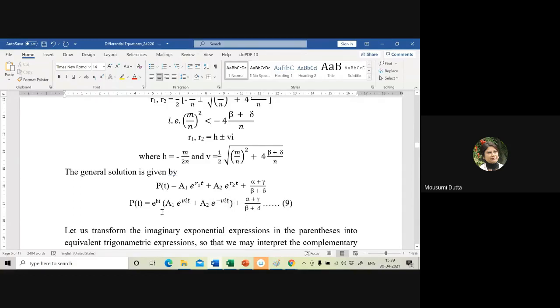I can take e to the power ht common, and the rest of the part will be a1 e to the power vit plus a2 e to the power minus vit, and there will be alpha plus gamma by beta plus delta, which is equation number 9. So this is the structure of the time path when the roots are complex conjugates. Is it understandable? Are you understanding equation number 9? Any doubt, any clarificatory question?